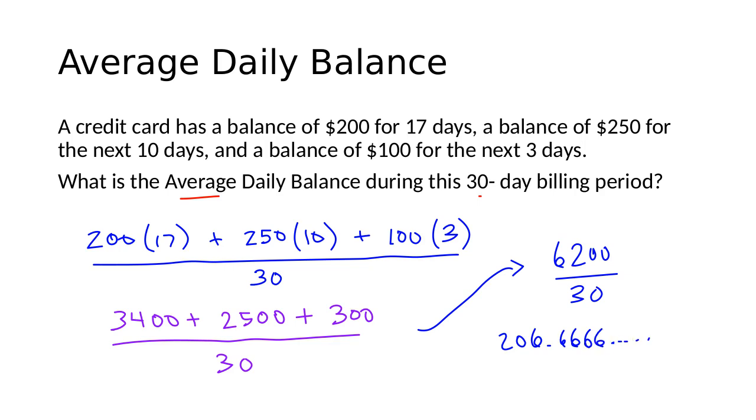206.6666, and that repeats. Again, this one deals with money, so we're going to round to the nearest cent, which means we're going to round to the nearest hundredth. We're going to find the hundredths place, look one space to the right. Since that number is 5 or bigger, we're going to round up, and our average daily balance here is going to be $206.67.